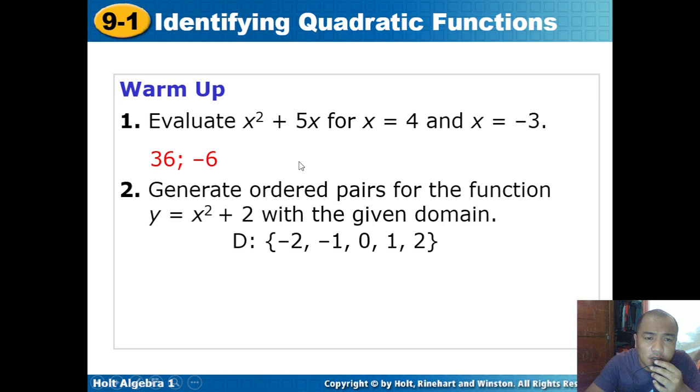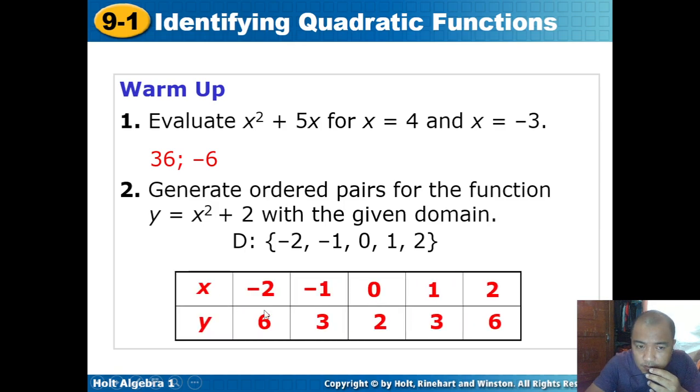How about number 2, generate ordered pairs for the function y equals x squared plus 2 with the given domain. Domain negative 2, negative 1, 0, 1, 2. Yes, you substitute these values of x to the equation y equals x squared plus 2 to generate the ordered pairs for the given function, to solve for the value of y for each x coordinate. So the answer here for negative 2, 6, negative 1, 3, 0, 2, 1, 3, and 2, 6.